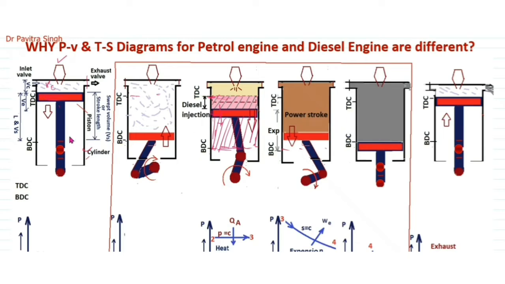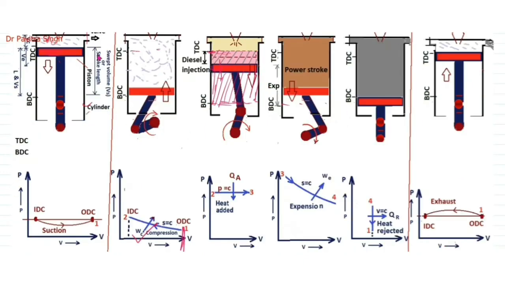So actually this was the suction stroke, this was the compression stroke, this was the expansion stroke, this was the power stroke, this is the heat rejection process, and this is the exhaust process. So there were 6 conditions of this piston: first condition, second condition, third, fourth, fifth and sixth. So now we will talk about the pressure and volume diagram.